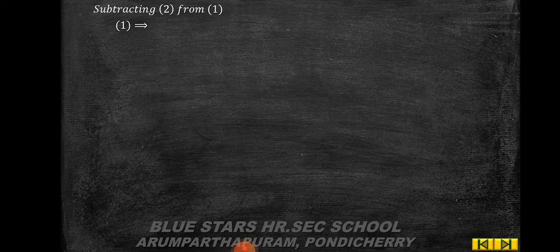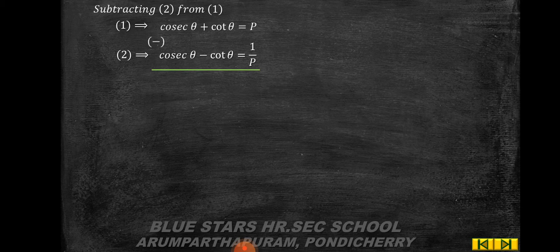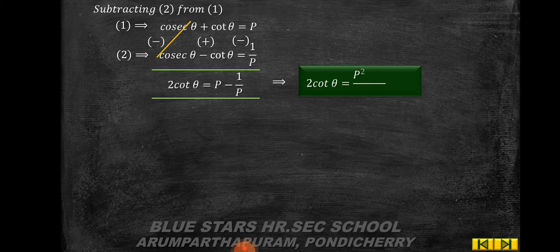So subtracting equation 2 from equation 1, equation 1 is cosecant theta plus cot theta is equal to P, and second equation cosecant theta minus cot theta is equal to 1 divided by P. So if you subtract these two, you change the sign: minus cosecant theta plus cot theta minus 1 by P. So cosecant theta minus cosecant theta gets cancelled. You get 2 cot theta is equal to P minus 1 by P, which implies 2 cot theta is equal to, by cross multiplication, P square minus 1 by P, which is your fourth equation.